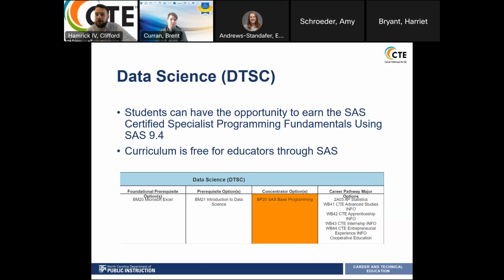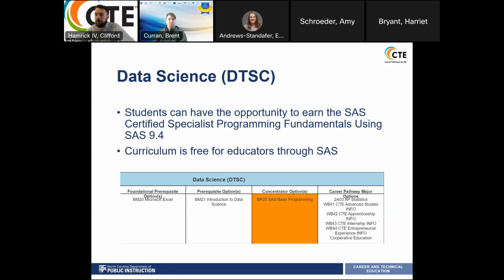And again, this also has a local connection to the state, as SAS is based in Cary, North Carolina, right in the backyard of RTP area. At the conclusion of the foundational prerequisite, students will have the opportunity to earn their Microsoft Excel and Microsoft Excel expert certifications. And then at the conclusion of BP20, students can sit for the SAS Certified Specialist Programming Fundamentals using SAS 9.4. Basically that's a certification saying that they are versed in the SAS platform and how to program for data science purposes. And that's a highly sought after credential.